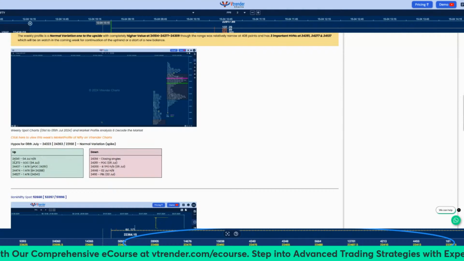So this will remain an important level throughout this week, and we will have to take this out on a closing basis. Intraday we may test this level, we may go above this level, but on a closing basis we will have to take it out to be able to continue higher.